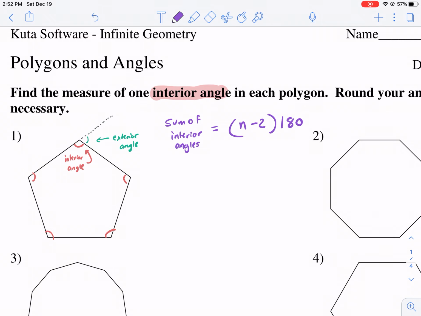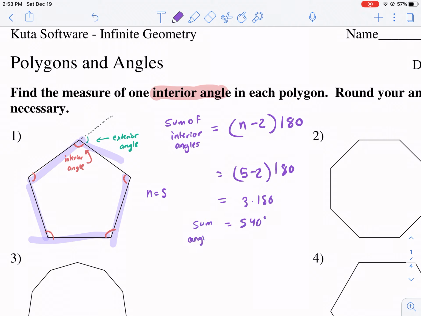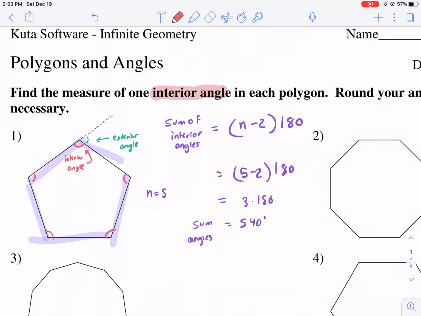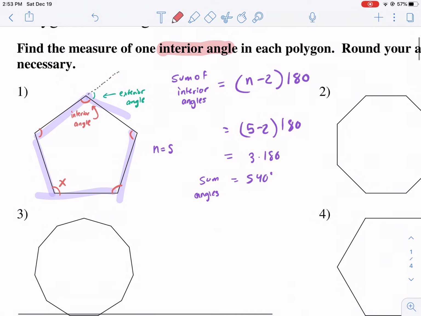For a 5-sided shape, let me highlight here: 1, 2, 3, 4, 5. Look at that expert drawing. So n equals 5. If we wanted to find the sum, we'd do 5 minus 2 times 180. That's 3 times 180, which gives us 540 degrees. So the sum of the angles equals 540.